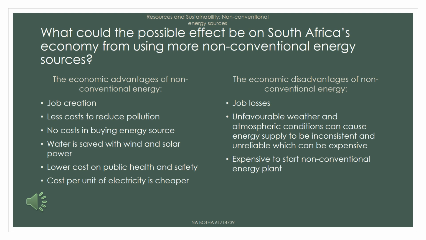The economic disadvantages of non-conventional energy sources are: less dependence on coal as an energy source can lead to job losses in coal mines and coal power plants. Unfavorable atmospheric and weather conditions can cause wind and solar energy to be inconsistent and unreliable, which can be costly. It is also expensive to start a non-conventional energy plant.